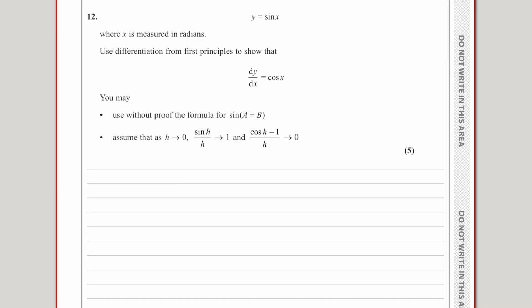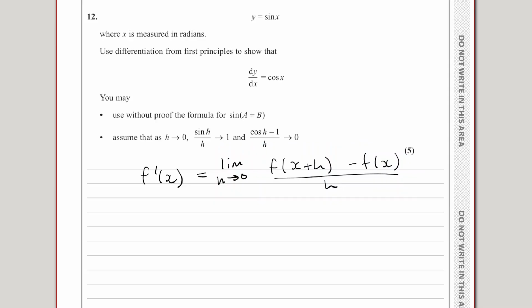So differentiation from first principles, it's given to us in our formula book as f dash of x equals the limit of f of x plus h minus f of x over h. So we can just substitute into this, and I've missed out the limit as h approaches 0, so I'll slide that across. The limit as h approaches 0 of f of x plus h minus f of x all over h.